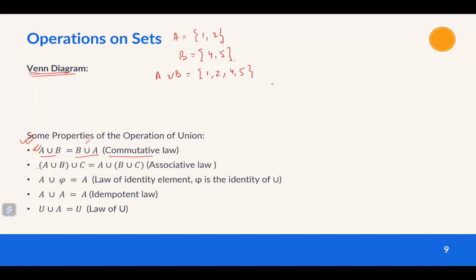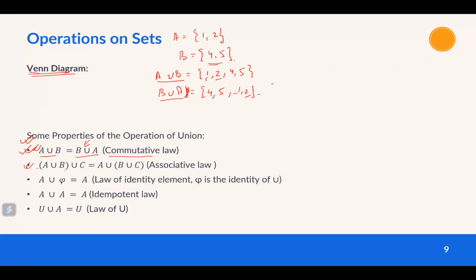Now we'll do the operation B union A. So we will first take 4 and 5 from the set B, then 1 and 2 from the set A. Now you see the elements of A union B and the elements of B union A are the same. So 1 is here and here, 2 is also here and here, 4 is also there, 5 is also there. So this law just says if you perform A union B, it will be the same as if you perform B union A.